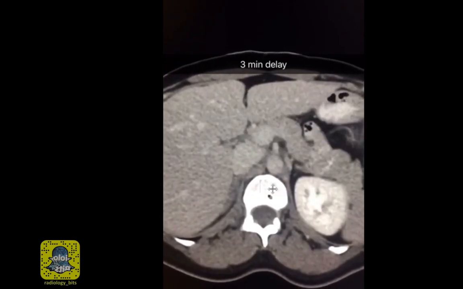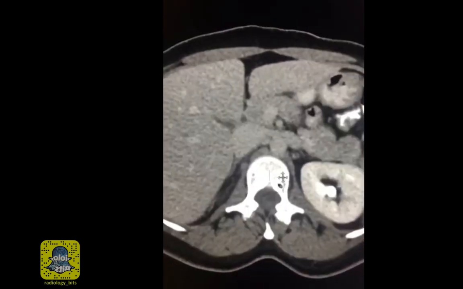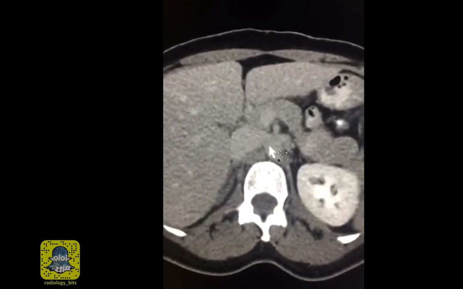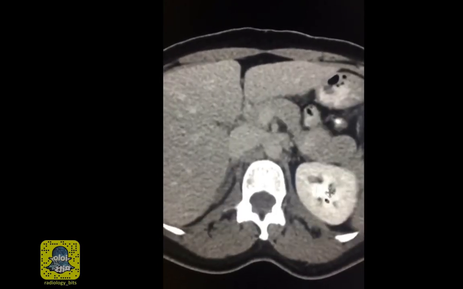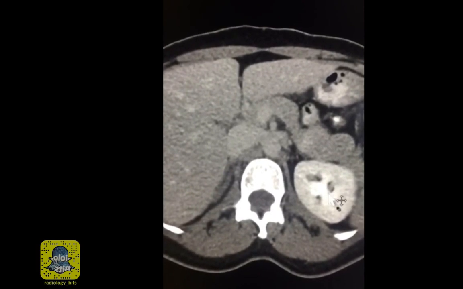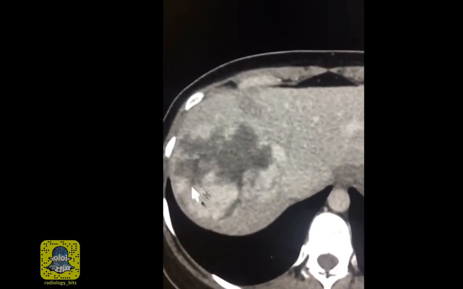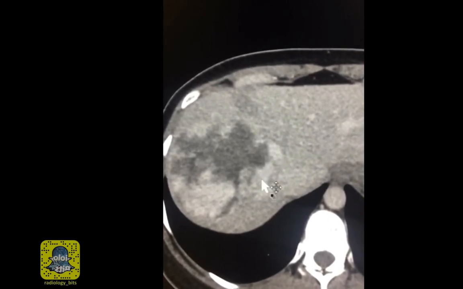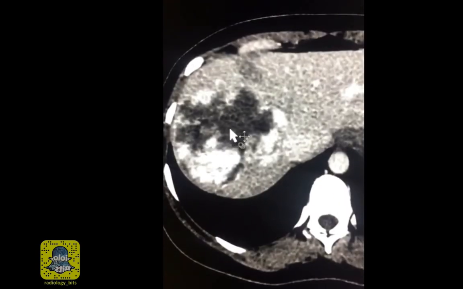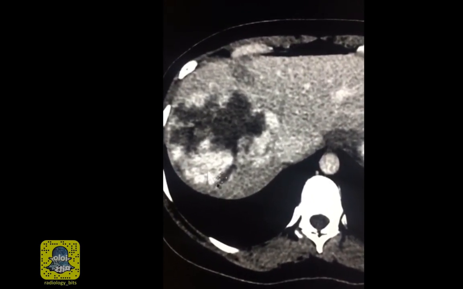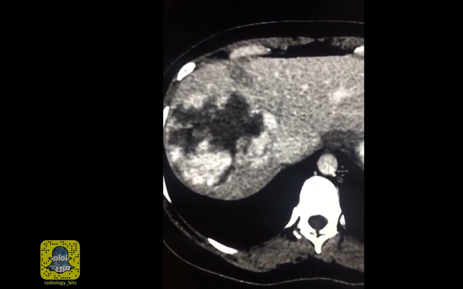And here's a more delayed image after giving contrast. This is 3 minutes after injecting contrast. You can tell that this is very delayed since you have washout of contrast from the vascular structures and contrast within the renal collecting system. And you see more progressive filling of the abnormality by contrast from the periphery inwards. More obvious when you change to the hepatic window, and notice that the enhancement is equivalent to that of the blood pool.